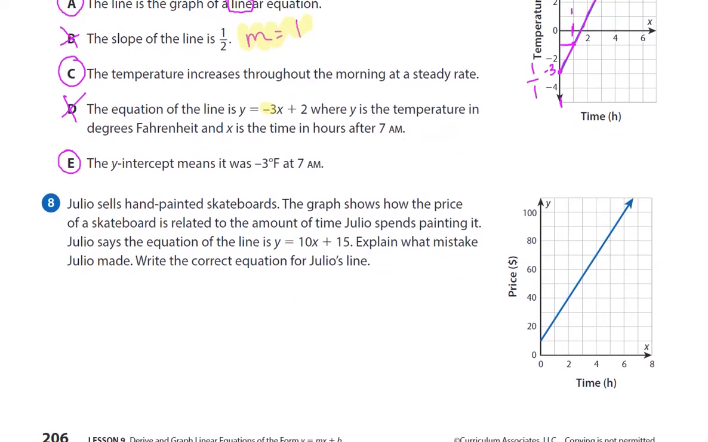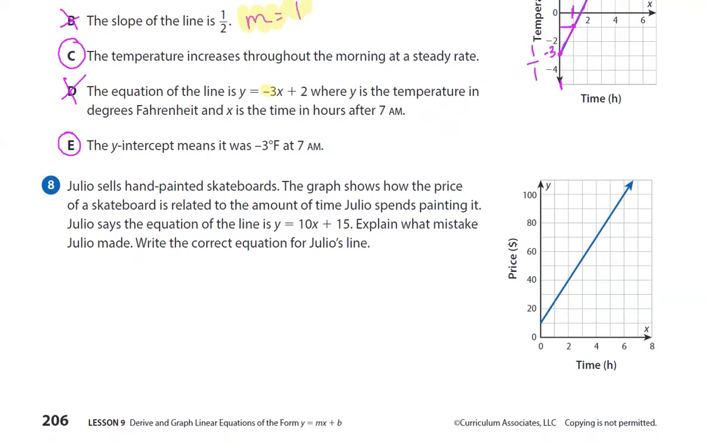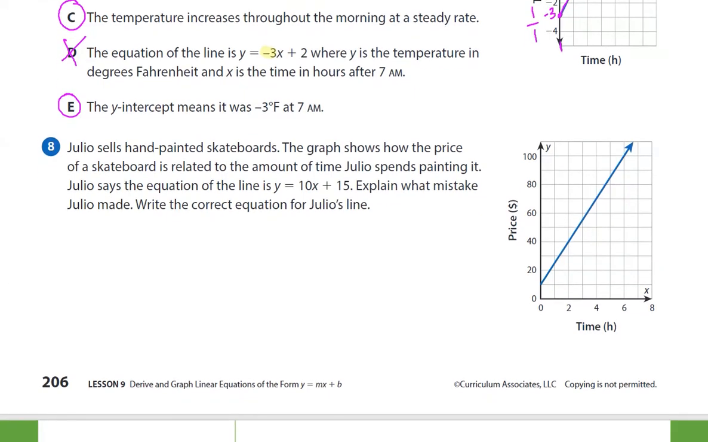Okay, and last one for today. Julio sells hand-painted skateboards. The graph shows the price of a skateboard is related to the amount of time Julio spends painting it. Very smart of him. Julio says the equation of the line is y equals 10x plus 15. Oh, he made a mistake. Oh no, Julio, we need to explain his mistake and write the equation correctly.